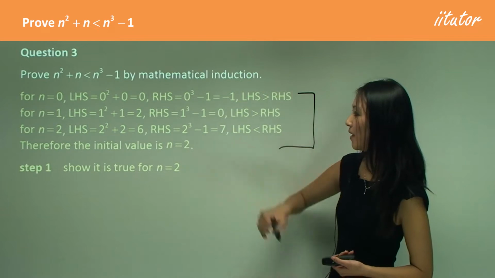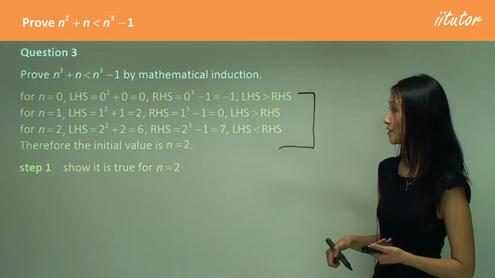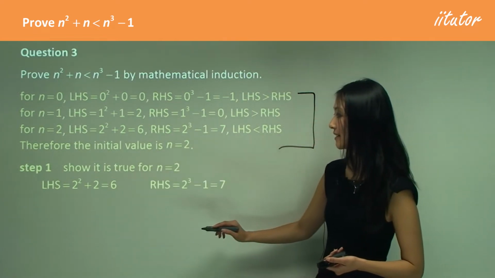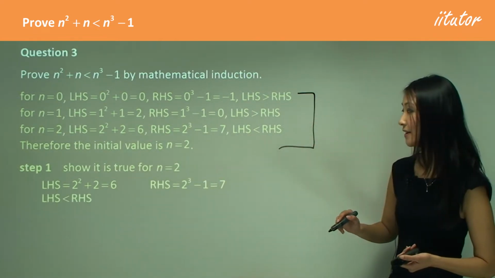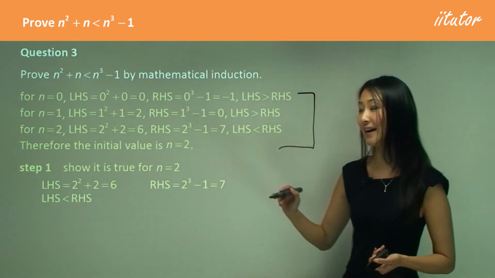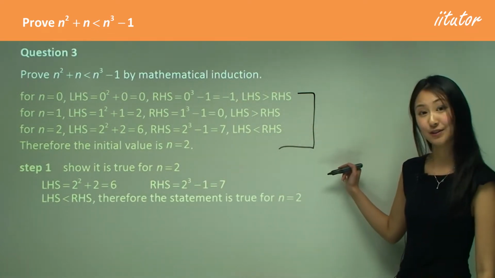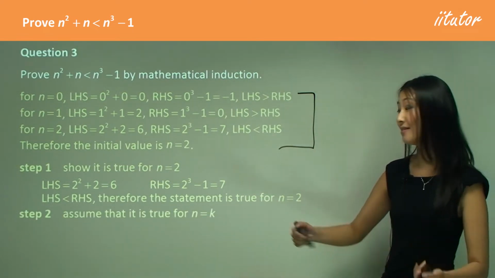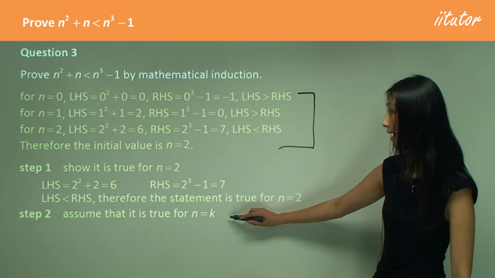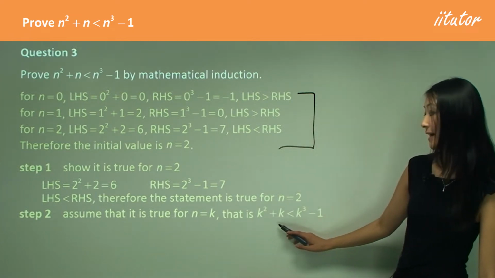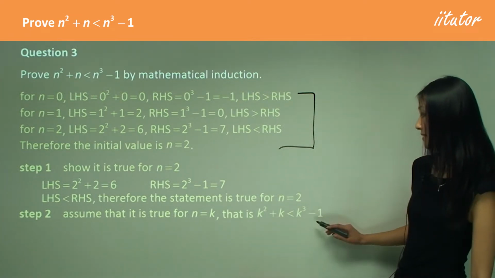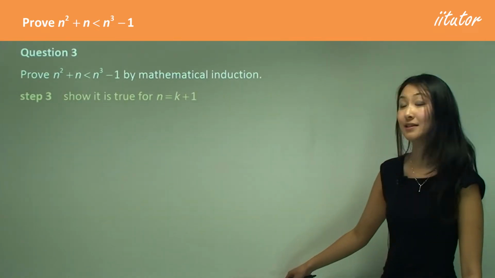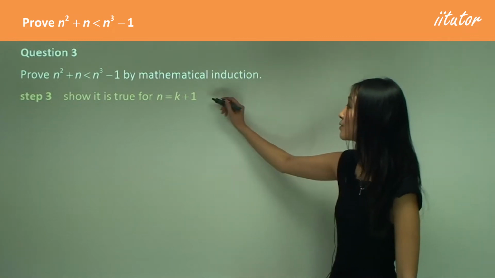Let's start with step 1 now. So show it's true for n equals 2. Using this, which we've already done, kind of, left-hand side is 6, right-hand side equals 7, left-hand side is less than right-hand side, therefore the statement is true for n equals 2. For step 2, our assumption that it is true for n equals k. So we assume that k squared plus k is less than k cubed minus 1.